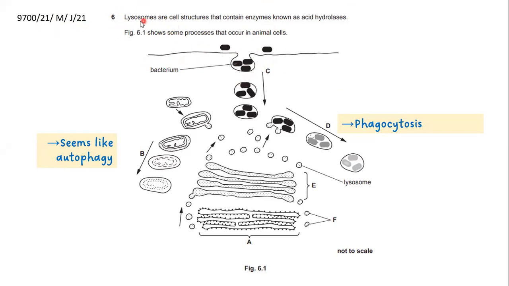Now, lysosomes are cell structures. Well, we did go through the structure briefly on lysosomes because in the notes they are not as detailed. But essentially, they are cell structures that contain enzymes known as acid hydrolases. Okay, we said they contain hydrolytic enzymes, essentially the same.